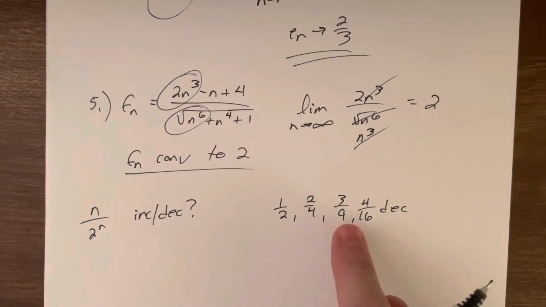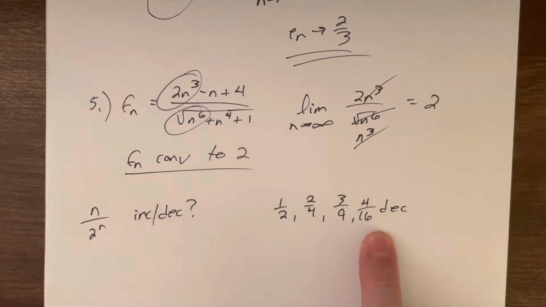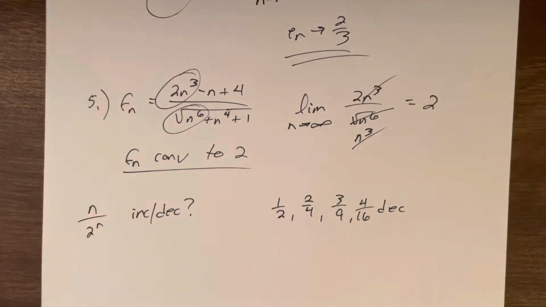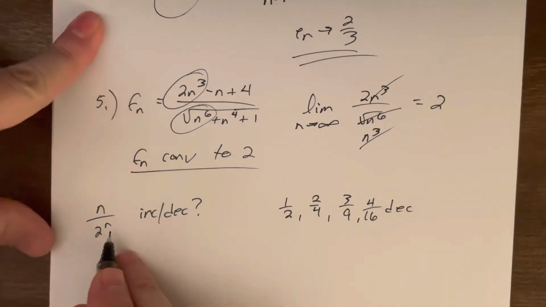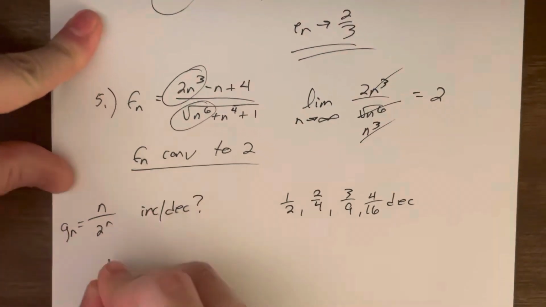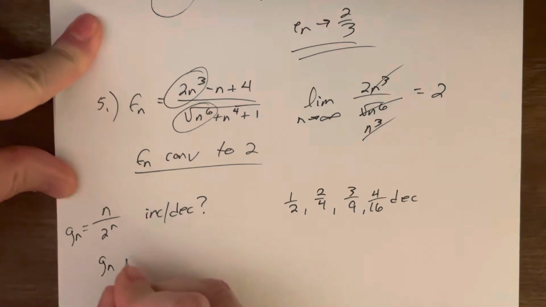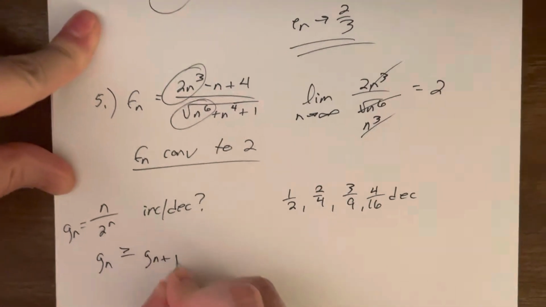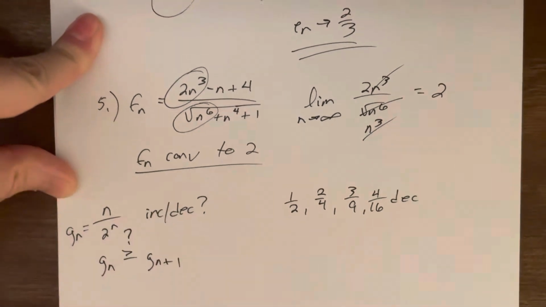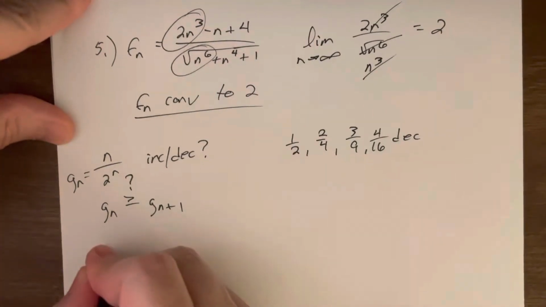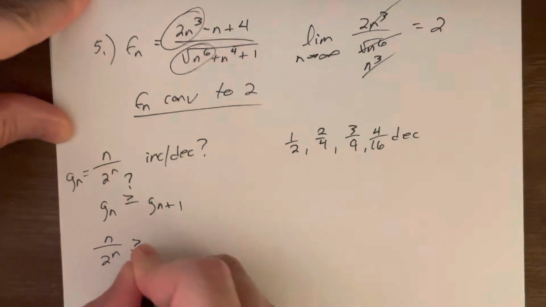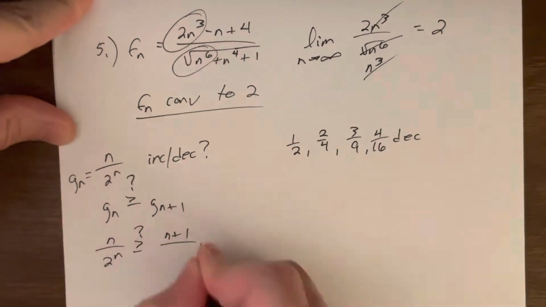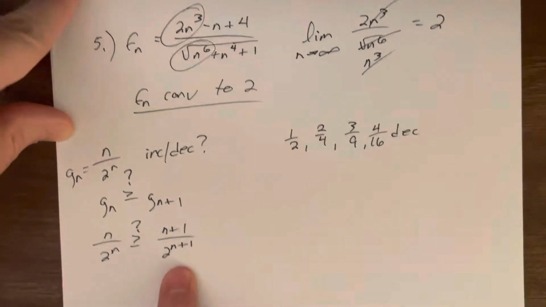N is 4, 1/3 to 1/4, we're still getting smaller. Again, I could reduce these, but just to get me in the right direction. So I want this term, let's call this g sub n. So we want g sub n. If we're decreasing, this should be bigger than or equal to g sub n plus 1. But is that true? So we would have n over 2 to the n. Is that bigger than n plus 1 over 2 to the n plus 1?